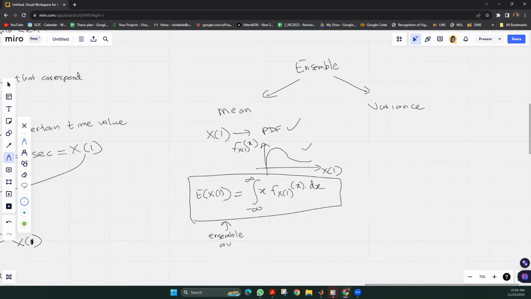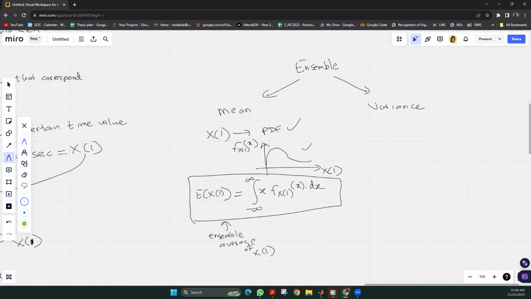Ensemble average at x1, right? So the ensemble average of the random variable x1, let's say, is the ensemble average of the random variable that occurs at time equals 1 second. So this ensemble average is computed like this.